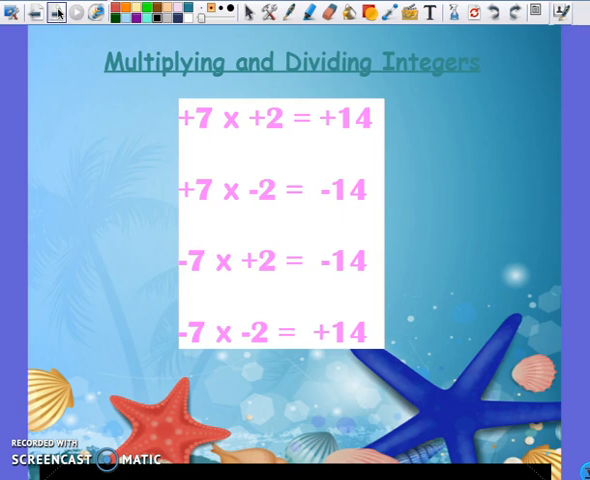We have 7 times 2, both positives, and you get positive 14. You have positive 7 times negative 2, you get negative 14. Negative 7 times positive 2, also negative 14. And negative 7 times negative 2 gives you a positive 14. I want you to pause the video and take a minute to analyze and interpret what you see on your notes.